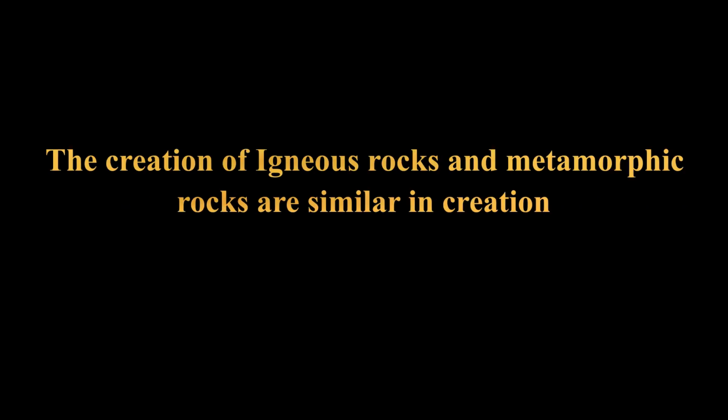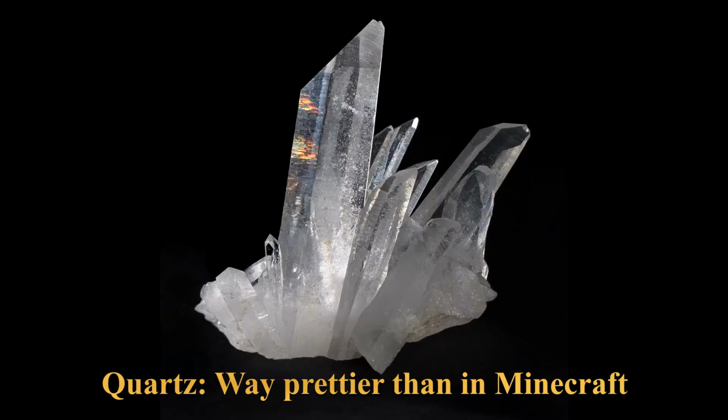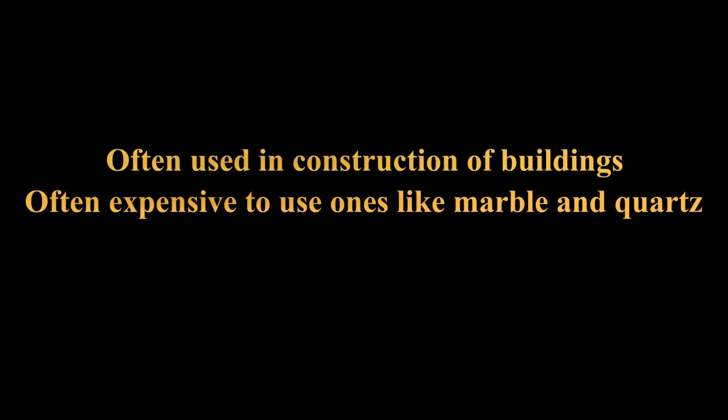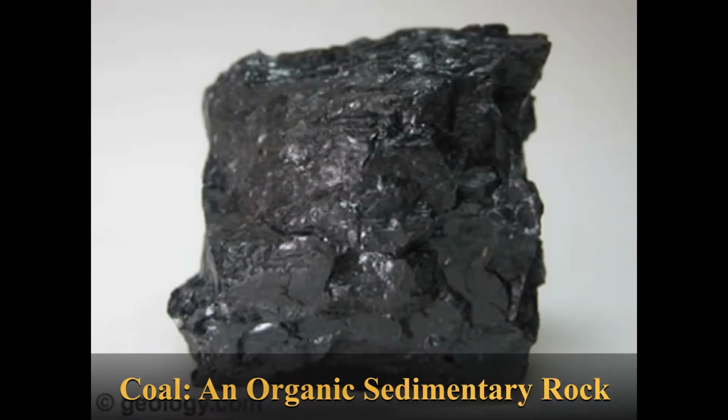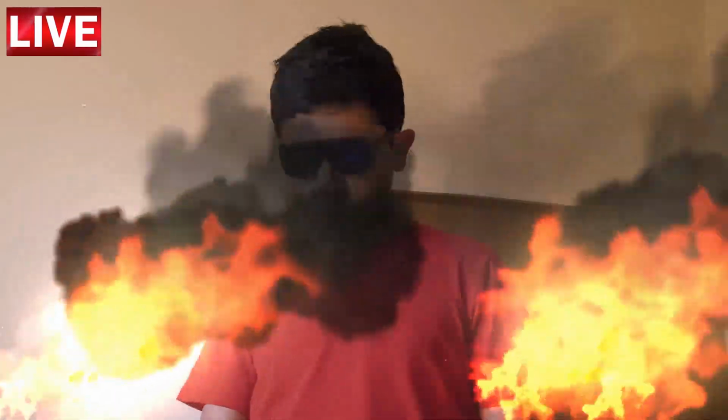The effect would be the metamorphosed rock. Since igneous rocks are made in a similar way, melting into magma can be another effect. Examples of metamorphic rocks include gneiss, quartz, marble, and slate, which are most often used in the construction and stylizing of buildings. And finally, sedimentary rocks, which are formed near or at the Earth's surface, compared to metamorphic and igneous, which are formed deep underground.